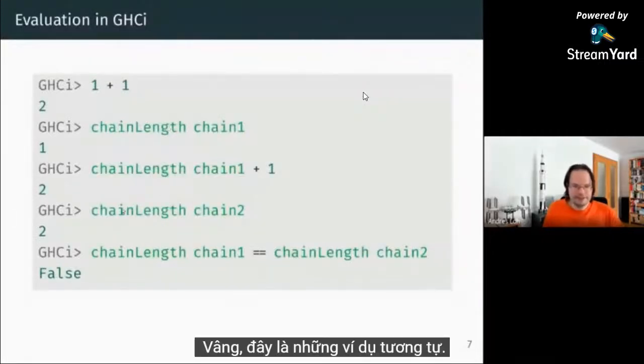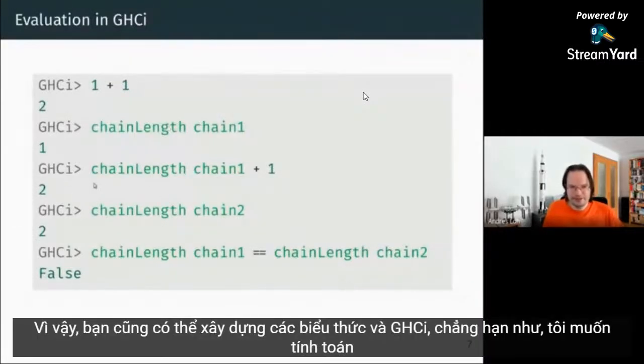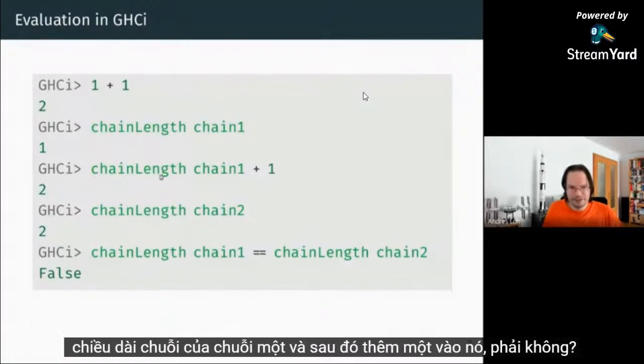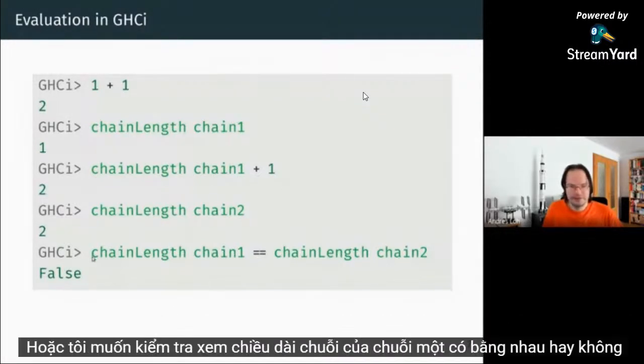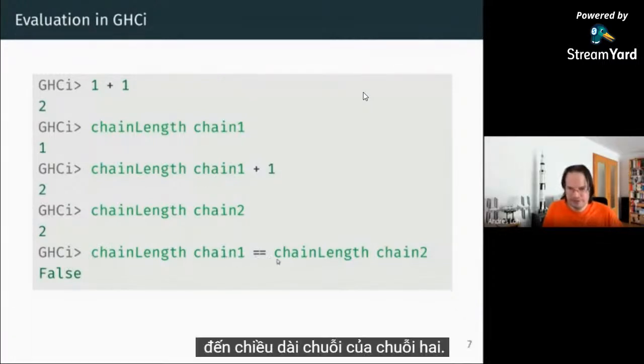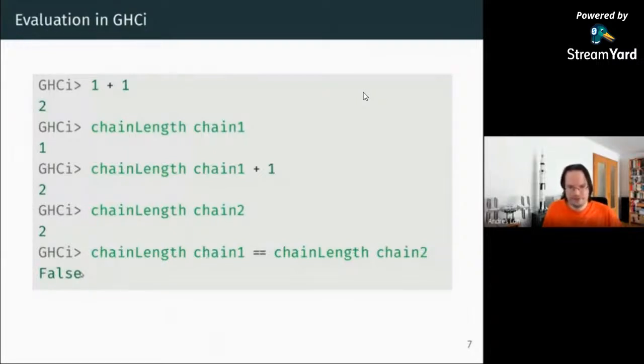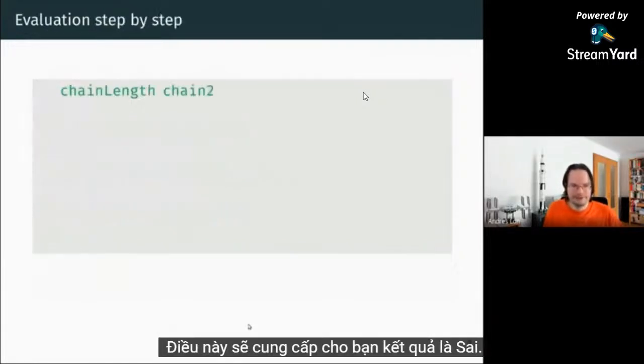Yeah, these are similar examples. You can also build expressions in GHCi, such as I want to compute the chain length of chain 1 and then add 1 to it, right? That will give you 2. Or I want to test whether the chain length of chain 1 is equal to the chain length of chain 2, because this one is 1 and this one is 2. This will give you False as a result.